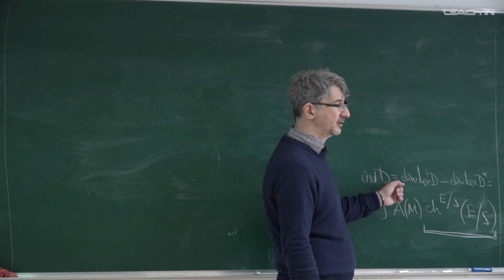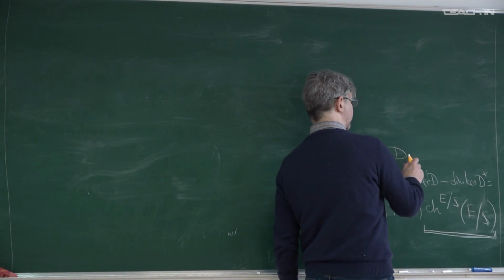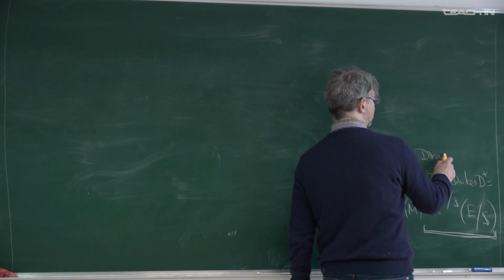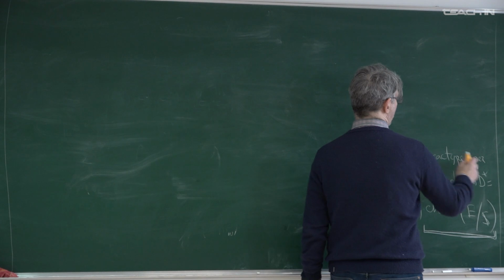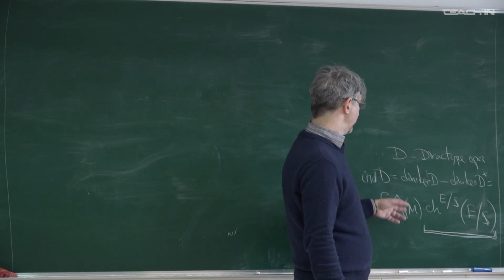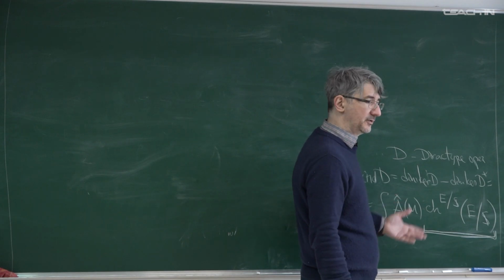So we know what an index is. We know what a formal adjoint is. D is a Dirac type operator. And the right-hand side is a differential form. We take an integral and obtain the answer.